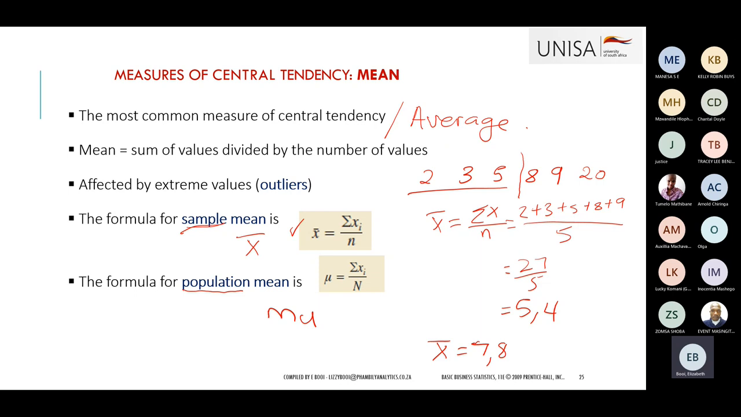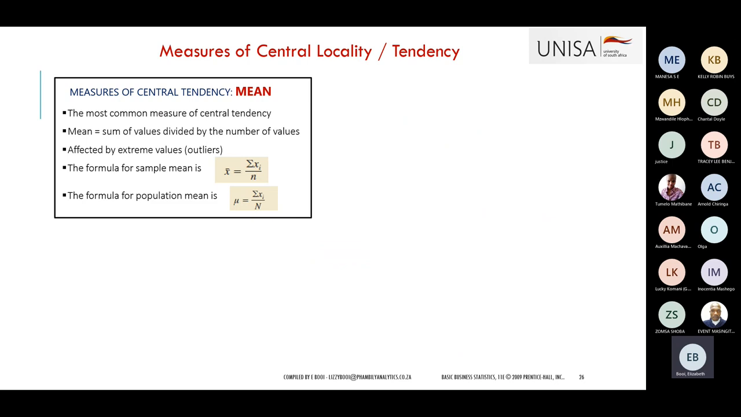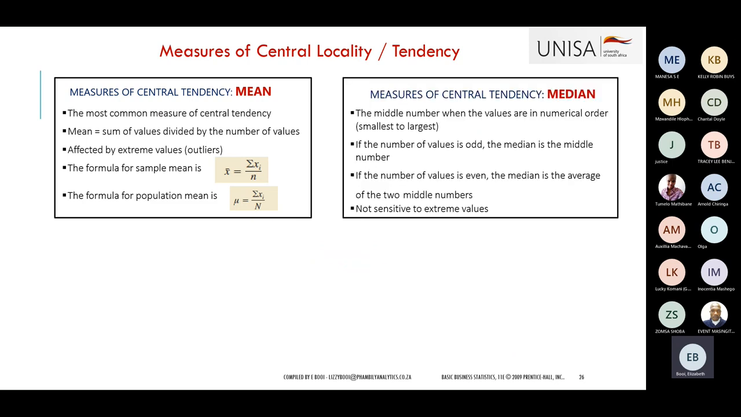So that's how outliers affect this mean. So I'm not going to talk about this again. Now let's talk about the second one, which is the median. So the median is our middle number, the value in the middle.